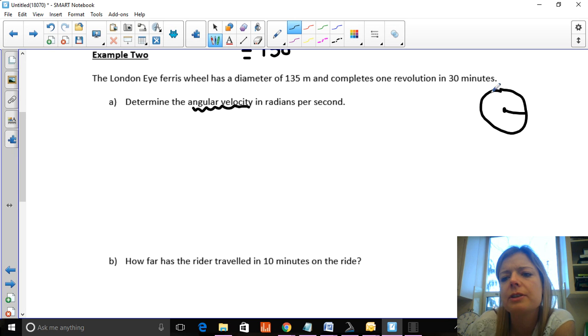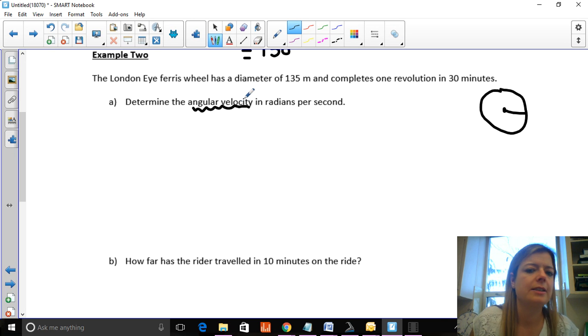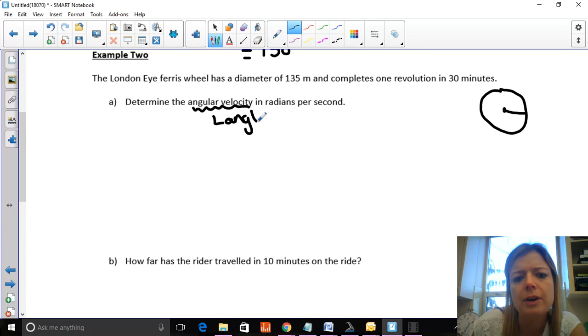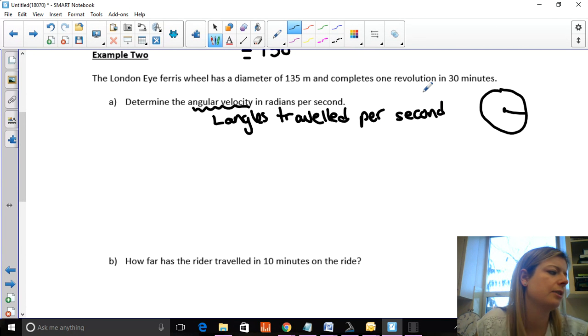It completes one revolution in 30 minutes. So I just like to picture the circle there, whether you label it or not. So determine the angular velocity in radians per second. So this means the angle traveled per second, and they want it in radians, not in degrees.